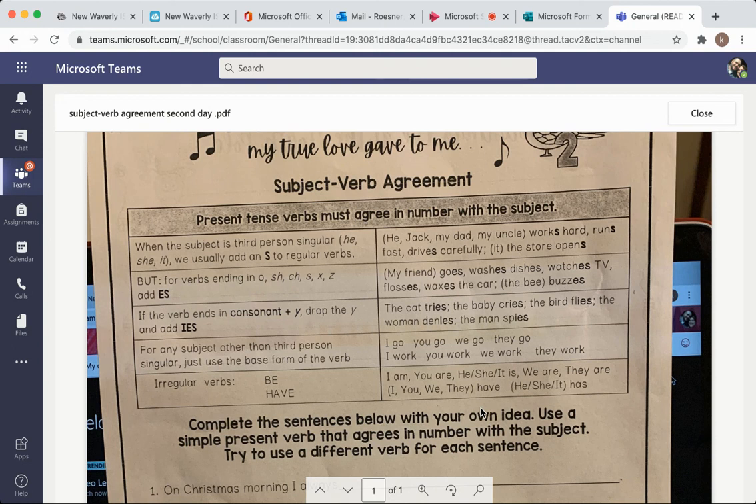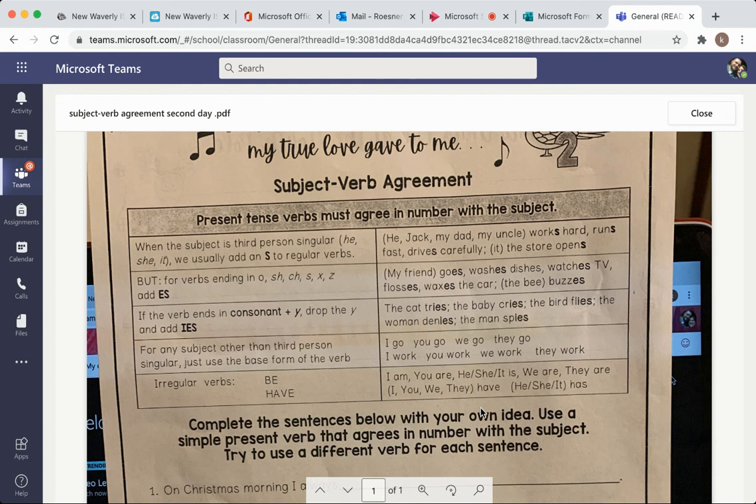So my friend goes. My friend washes dishes. My friend watches TV. My friend flosses. My friend waxes the car. Or the bee buzzes. If the verb ends in consonant plus Y, you're dropping the Y and adding IES. The cat tries. The baby cries. The bird flies. The woman denies. The man spies. For any subject other than third person singular, just use the base form of the verb.